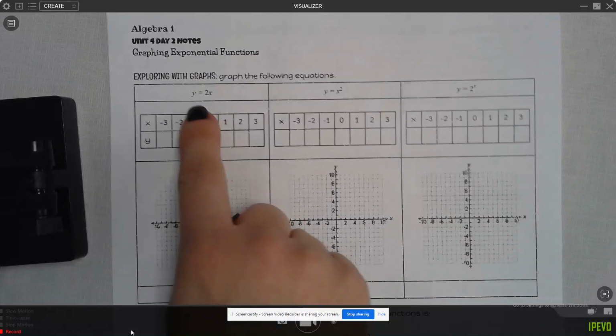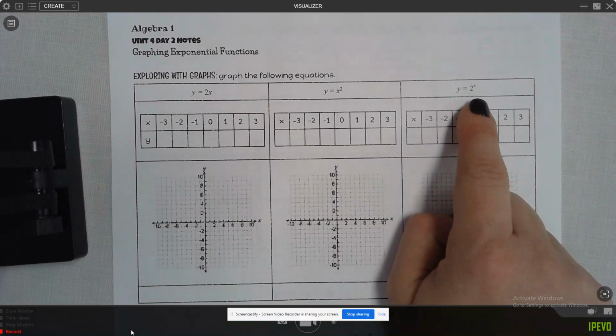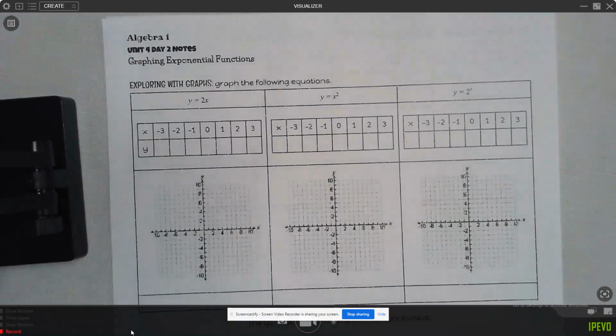Now, here are my three equations. y equals 2x, y equals x squared, and y equals 2 to the x. Those are my three, right? Do you know how to graph y equals 2 to the x? Some of you are going to say yes. Others of you are going to say I'm not 100% sure.